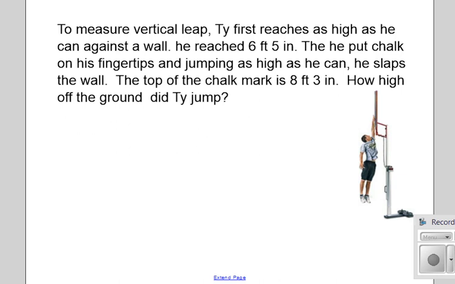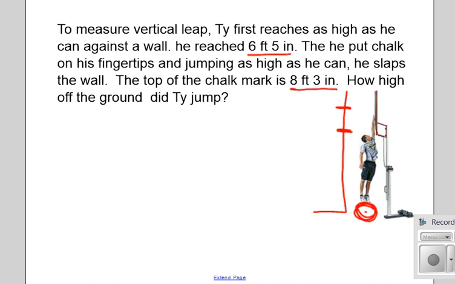All right. Okay. So what we see here, if we use this little picture here, right? We got a wall, right? And he reached up and he put a mark right there. And then he jumped with that chalk, and that chalk hit right there. And we got our two measurements, right? First line, second line. But the question is really asking, how far off the ground did his feet get? Right? We wouldn't say he actually jumped 8 feet 3 inches. Yeah, that's how far his fingertips went. But how far off the ground did he get?